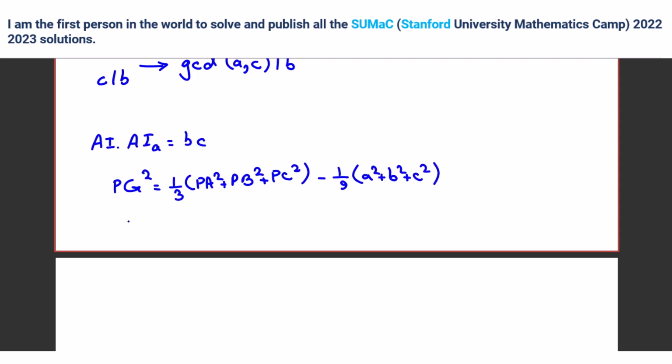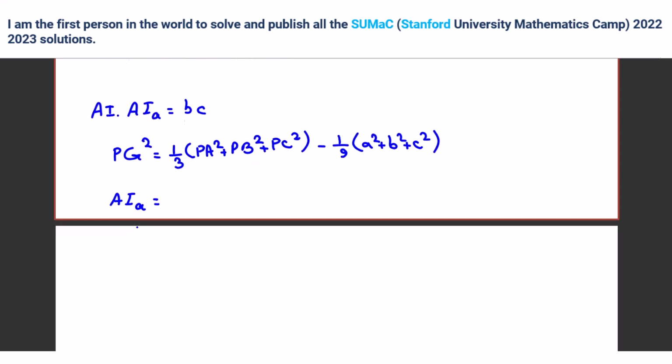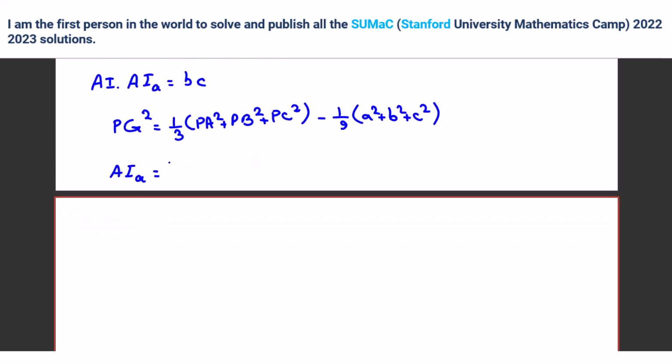And then can you tell me AIA is what? AIA is BC over s cos A over 2. Oh, sorry. It is AI that you said. AIA is what? AIA is BC over (s minus a) times cos A over 2. Exactly.